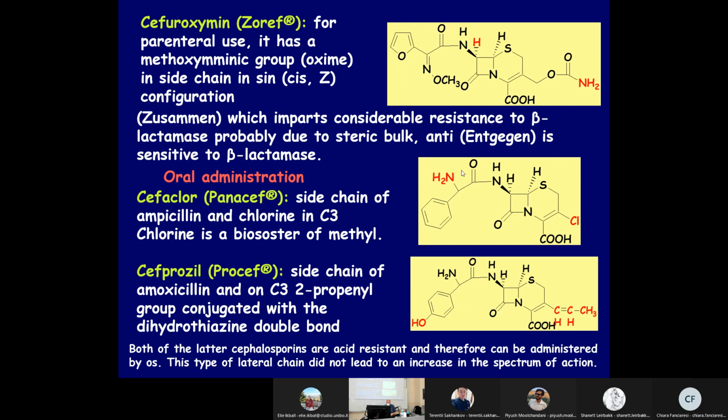Oral administration, nothing new, because the amino group in the side chain we have already seen in the penicillin. No leaving group on the dihydrothiazine ring.